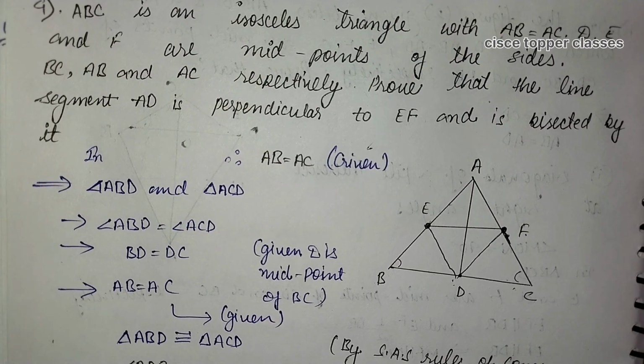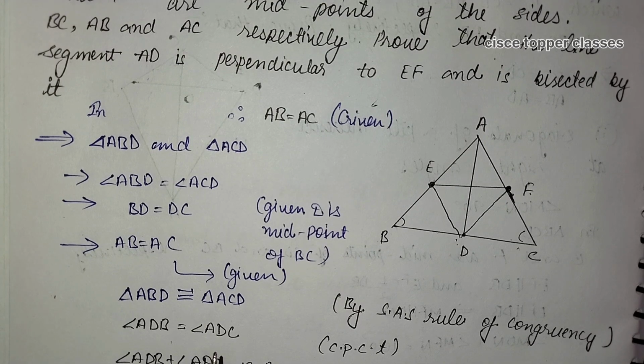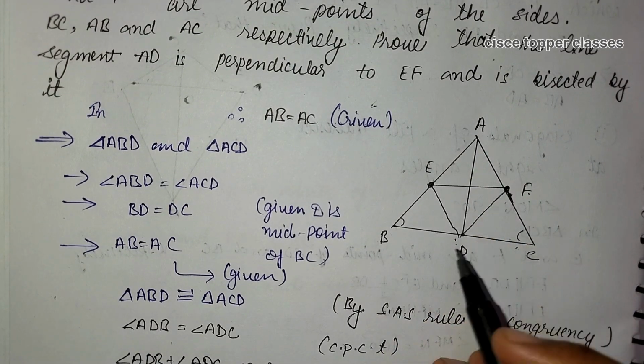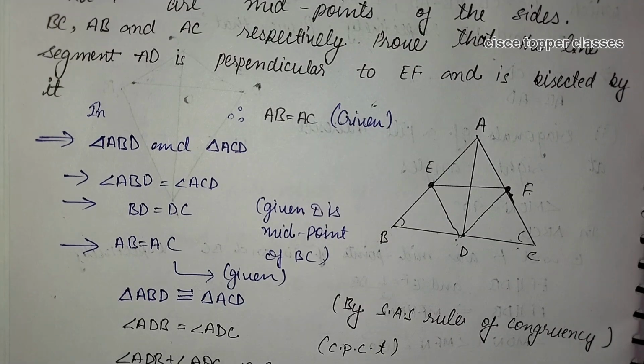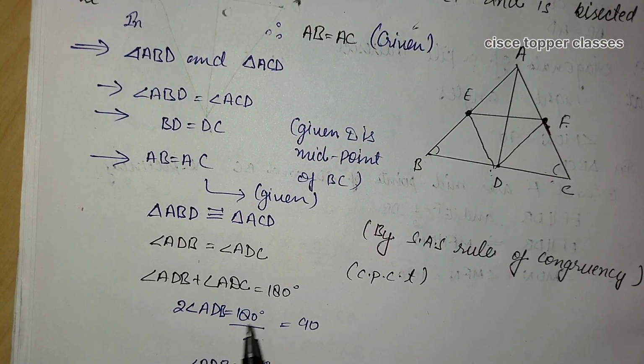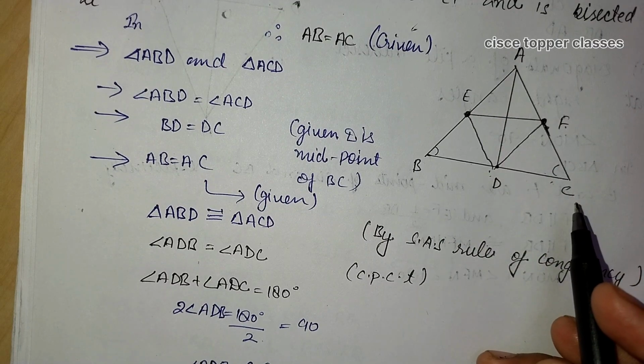Now from these three things we can prove that triangle ABD is congruent to triangle ACD by SAS rule of congruency. And here we can simply say that by CPCT angle ADB and angle ADC are equal. So angle ADB plus angle ADC is equal to 180 degrees, which we will add. On dividing it we will get angle ADB as 90 degrees, as AD is perpendicular to BC.